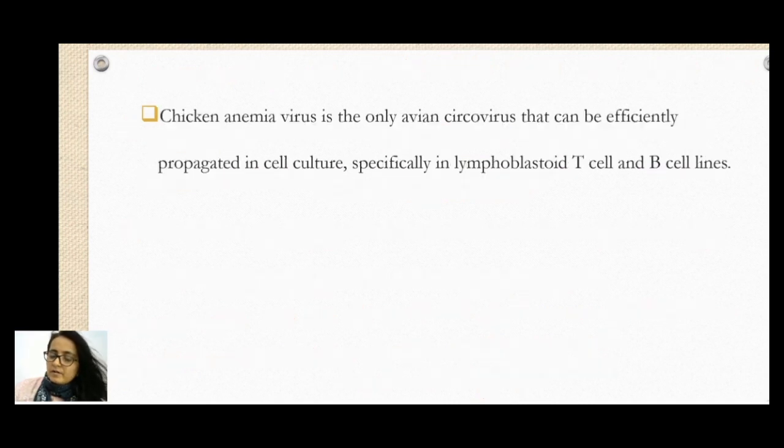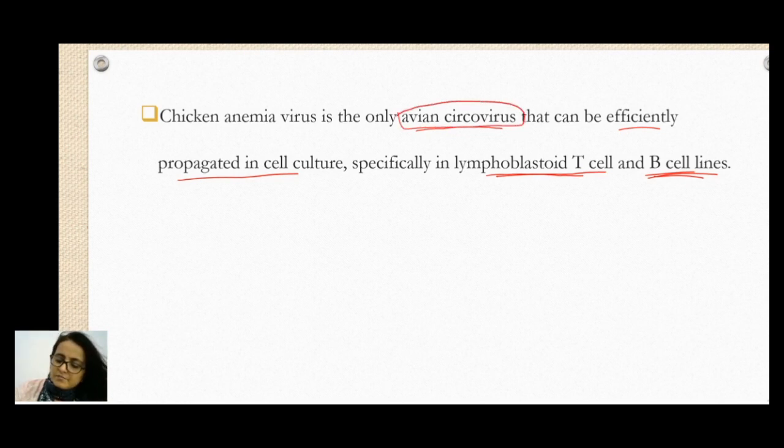The chicken anemia virus is the only avian circovirus that can be efficiently propagated in cell line culture, specifically in lymphoblast T cell lines and B cell lines. This is the only avian circovirus that can be grown this way.